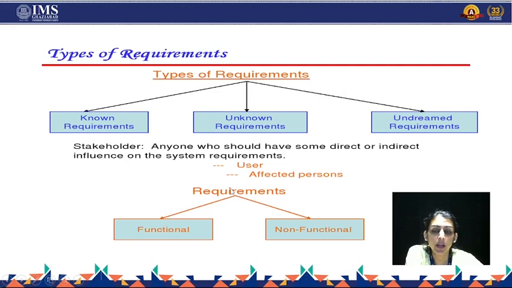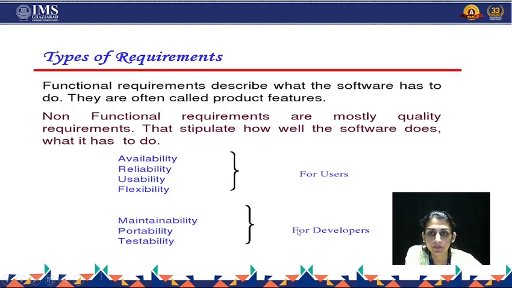Now, when we come to requirements, there are 3 types of requirements. First, we have the known requirements, then we have the unknown requirements, and then we have the undreamed requirements. Now, requirements can be functional or non-functional. Functional requirements describe what the software has to do. That is, functional requirements tell what the functionality of the software should be. So they are often called the product features, the features of the software or the product that is going to be delivered.